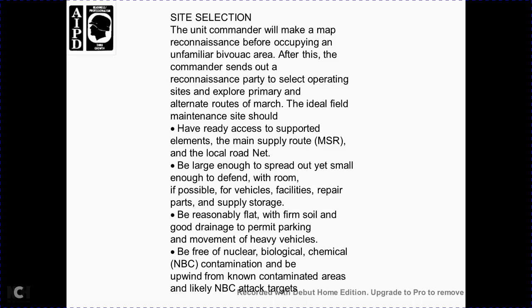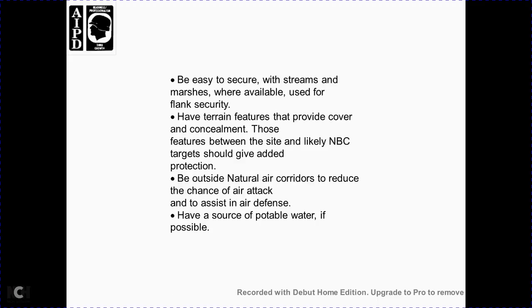Be on flat and firm soil with good drainage to permit the parking and movement of heavy vehicles, be free of nuclear, biological and chemical contamination, and upwind from non-contaminated areas like likely NBC attack targets. Be easy to secure, with streams or marshes available for flank security, and have terrain features that provide cover and concealment. Likely NBC targets should be avoided. Besides, be outside natural air corridors to reduce the chance of air attack.